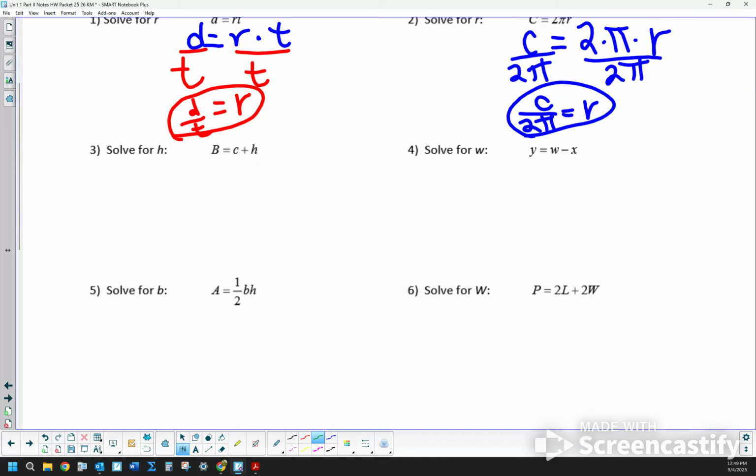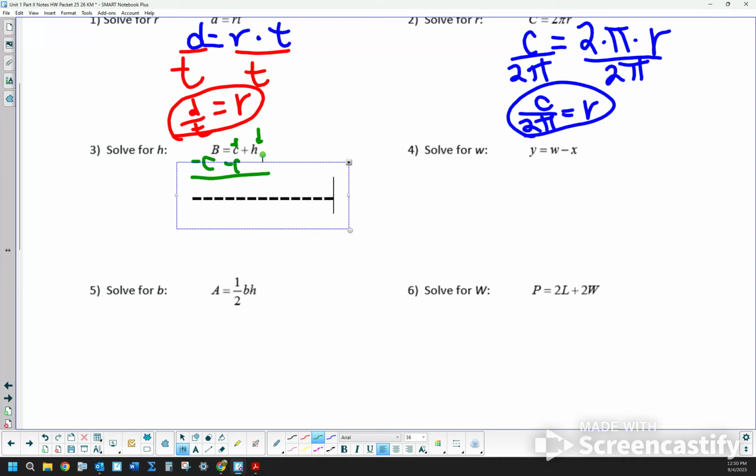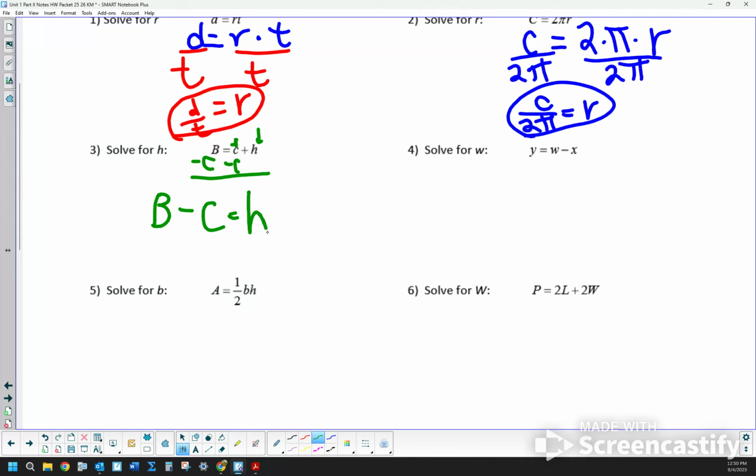For number 3, it's c plus h. If I want to get h by itself, there's an invisible plus sign in front of the c. So I'm going to do the inverse and subtract c from both sides. Then b and c are not like terms, so all you can do is write b minus c equals h. And that's your final answer.